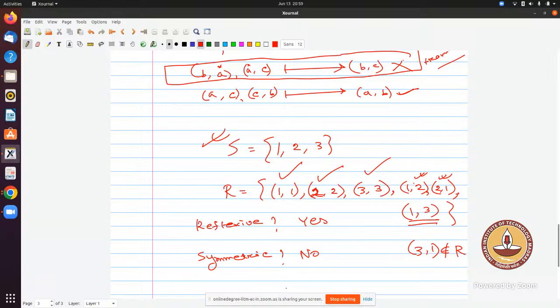Sir, if you had not written the 1 comma 3, it would be symmetric. If it is written, it would not be symmetric. Correct. Understood? So, sir, if you do not consider if it is in the set, there are infinitely many elements, examples. Now you have understood the concept, right? Now you can do it on your own, I think, right?